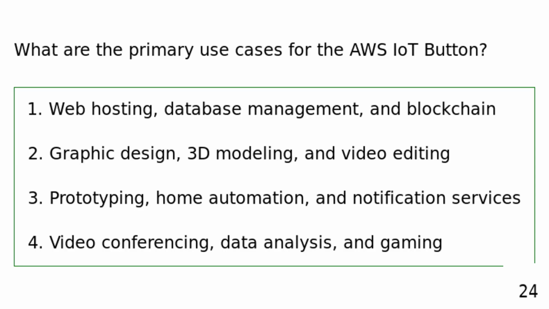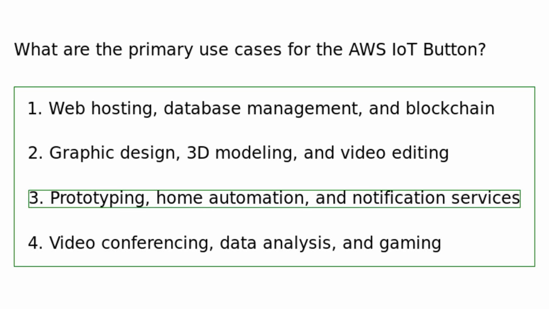What are the primary use cases for the AWS IoT button? Web hosting, database management, and blockchain. Graphic design, 3D modeling, and video editing. Prototyping, home automation, and notification services. Video conferencing, data analysis, and gaming. The AWS IoT button is primarily used for prototyping IoT solutions, home automation, and sending notifications.